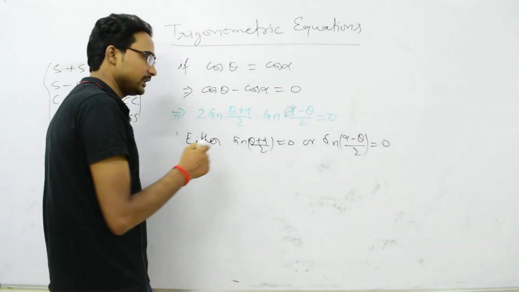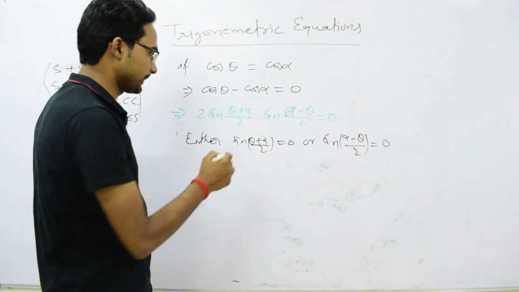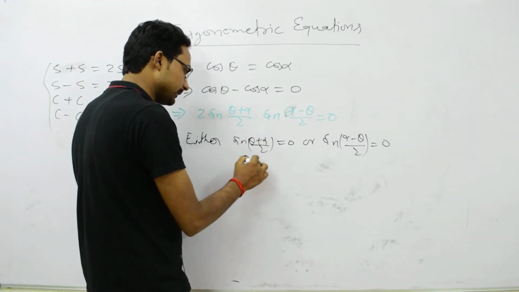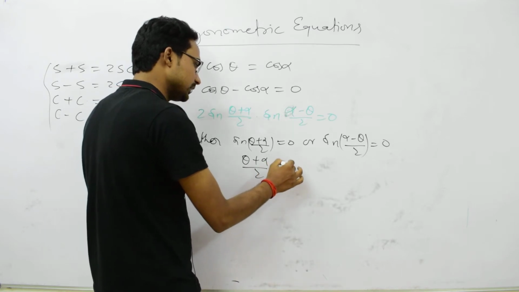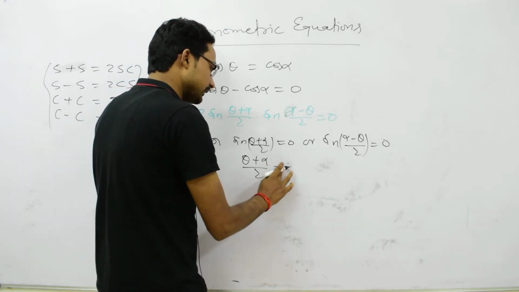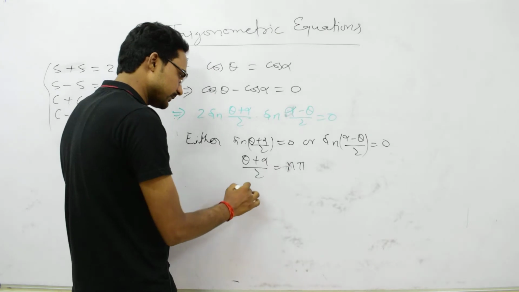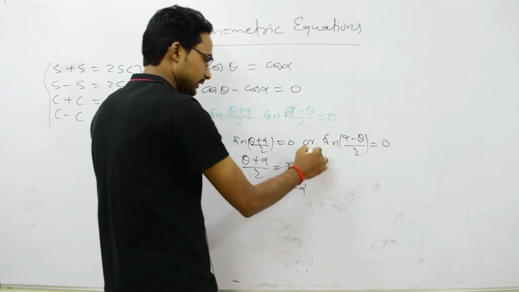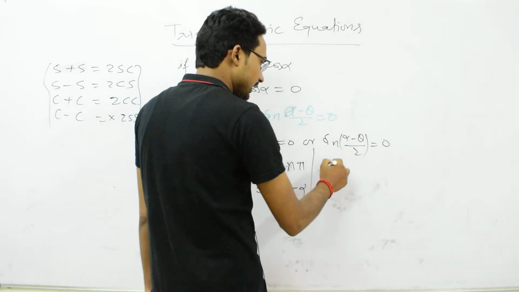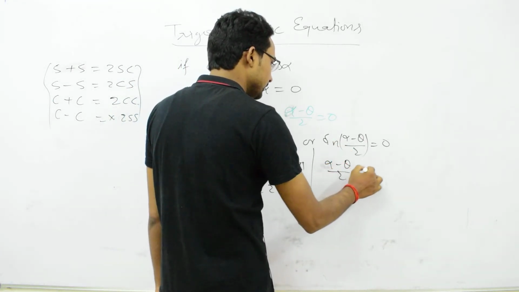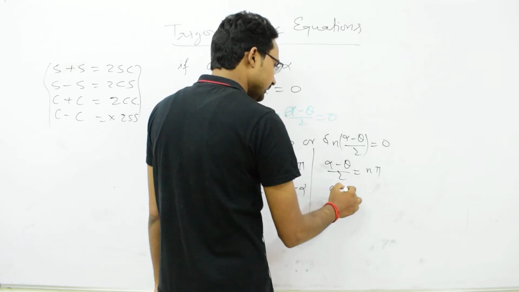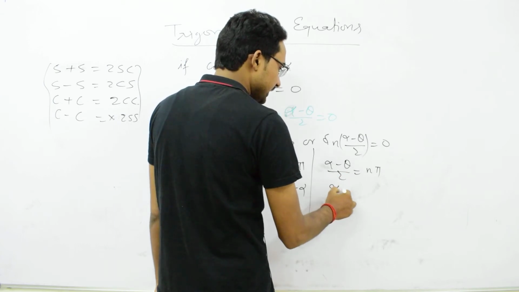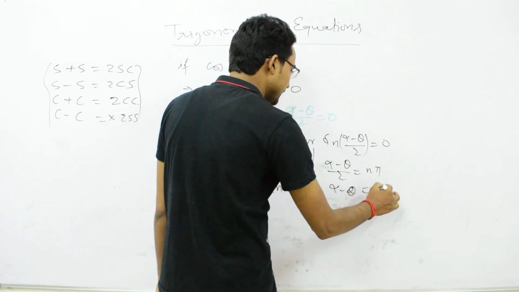Okay. So, if sin theta equal to 0, then theta equal to n pi. So, we can write here that (theta plus alpha)/2 is equal to n pi. Just do cross multiplication. So, theta is equal to 2n pi minus alpha. And in the second condition, (alpha minus theta)/2 is equal to n pi. So, alpha minus theta is equal to 2n pi.